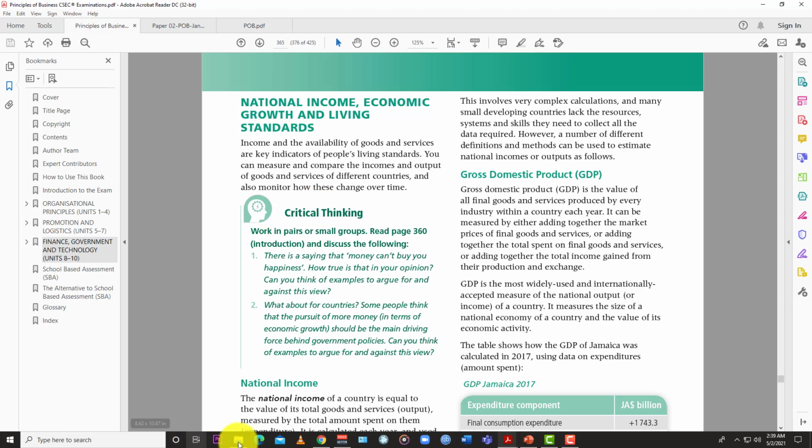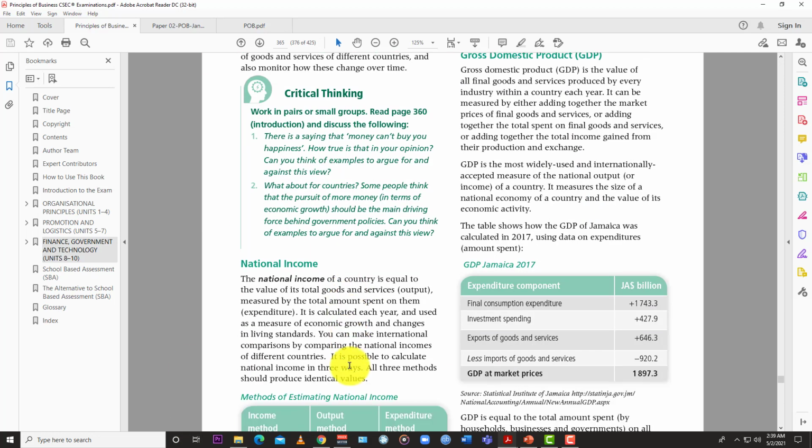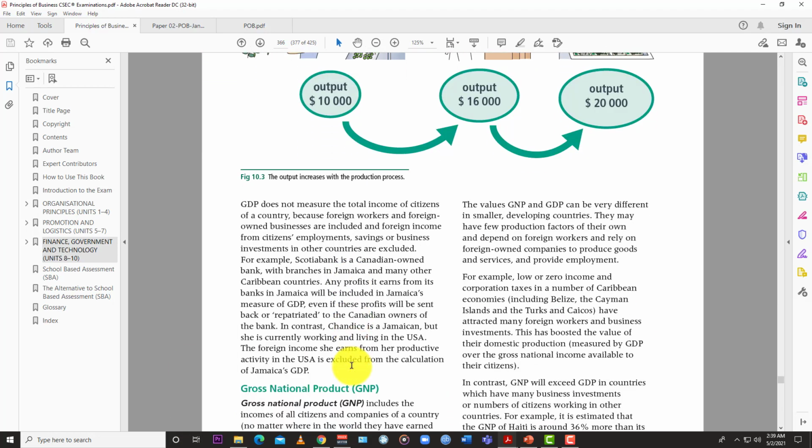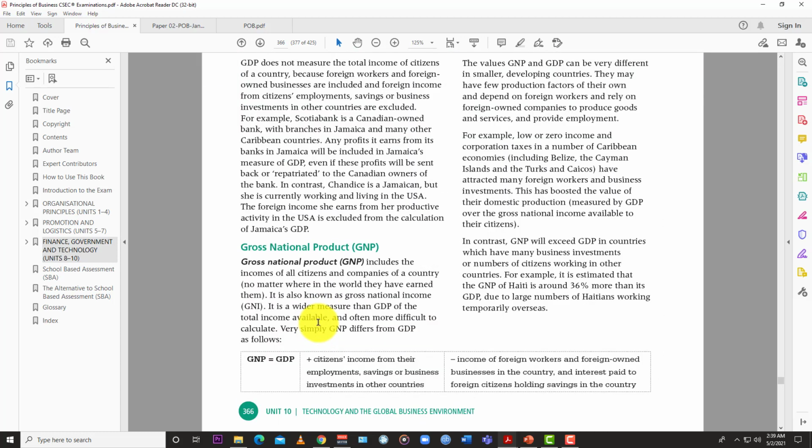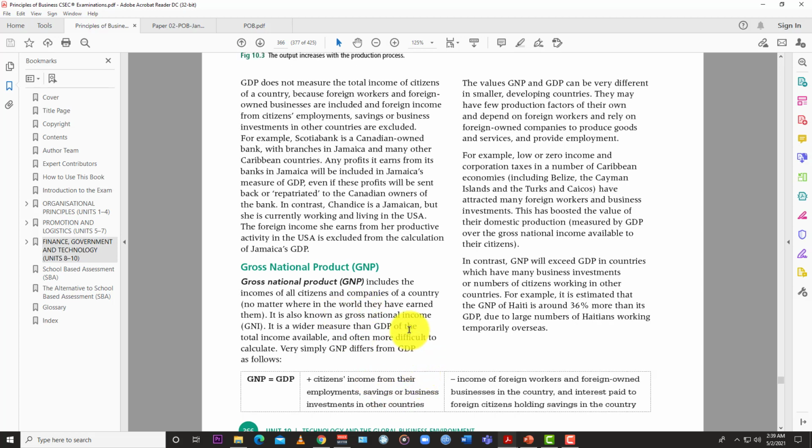And then now you would have the GNP, which is gross national product. Right? So national should give an indicator now. Gross national product includes the incomes of all citizens and companies of a country, no matter where in the world they have earned them. This is also known as the gross national income. So the values of GNP and GDP can be very different in smaller developing countries.